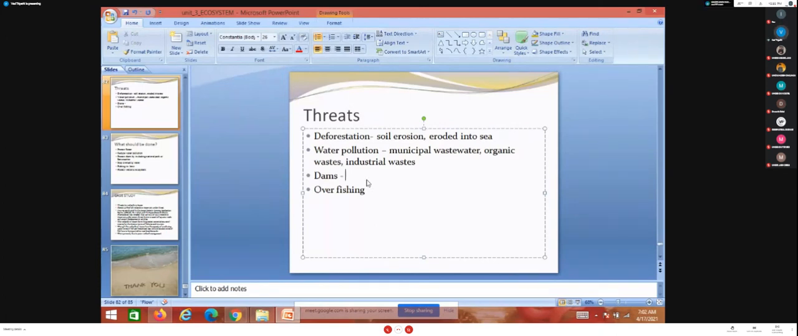Because of the building up of dams, the flow rate of water is reduced, due to which there is an effect on the type of organisms living in the dams. Also, the dissolved oxygen content is affected. And overfishing. When we do overfishing, what happens? Again, the animals and plants living in the aquatic ecosystems are affected.